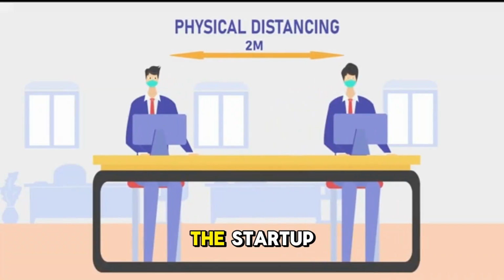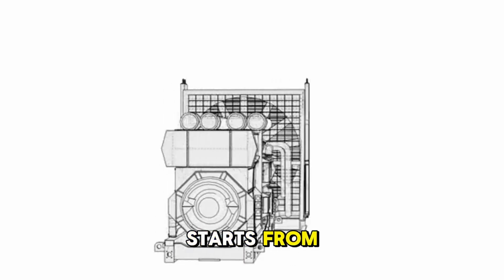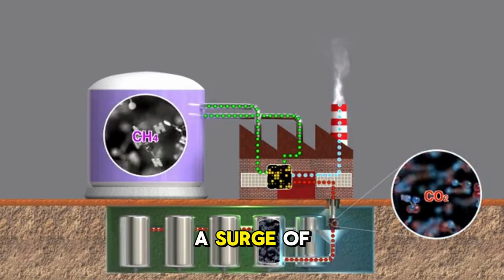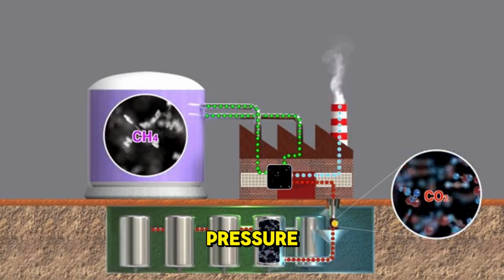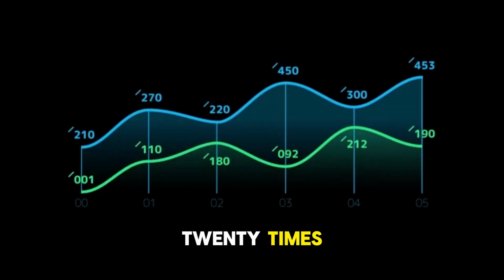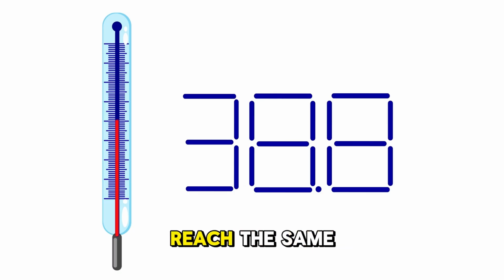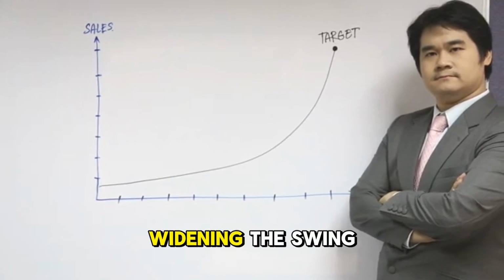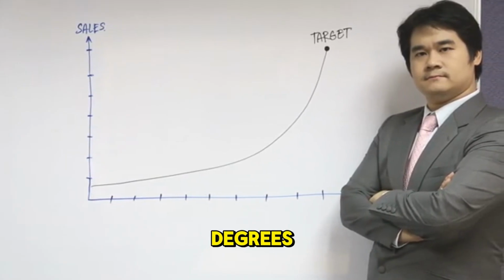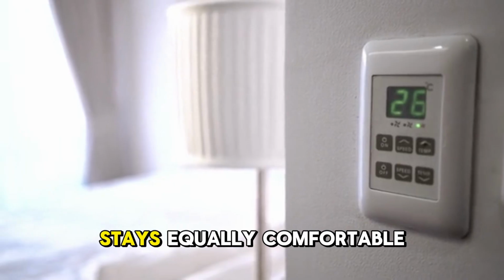This matters because the startup phase of every cooling cycle is the least efficient phase. When a compressor starts from standstill, it draws a surge of electricity to build pressure before it can move heat effectively. A system that starts 20 times in an afternoon uses more total energy than a system running fewer, longer cycles to reach the same temperature. Widening the swing by just 1 or 2 degrees cuts those inefficient startups dramatically, while the room stays equally comfortable the whole time.